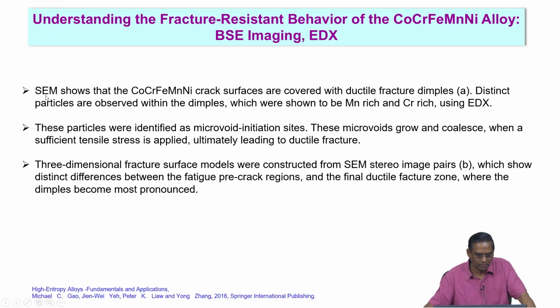And when we look at the fracture surface, the alloy exhibits crack surfaces covered with ductile fracture dimples, and distinct particles are observed within these dimples, which were shown to be manganese rich and chromium rich using EDX. These particles were identified as micro-void initiation sites. So wherever you have second phase particles dispersed in the matrix, that interface is vulnerable for creating a void. This is the message you should get. These micro-voids grow and coalesce when sufficient tensile stress is applied, ultimately leading to ductile fracture.